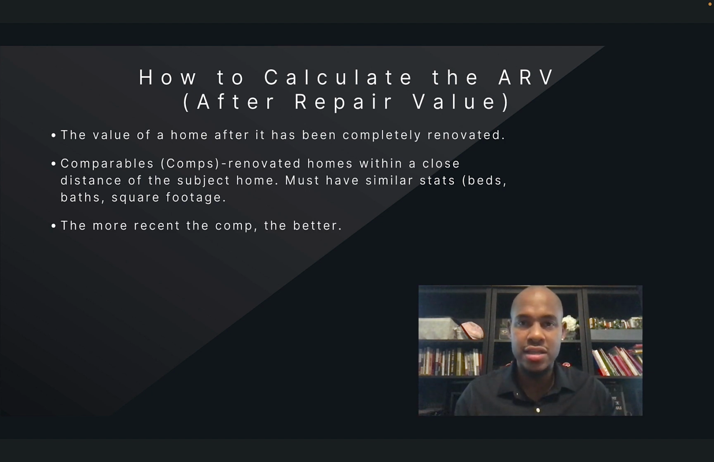The more recent the comp, the better, obviously, right? If I have a house in the same subdivision that sold 10 months ago versus a house that sold a month ago, both of them have been completely renovated, which one's a better comp? The one that sold a month ago. That's the most recent comp that we can use. Why? Because the market has shifted over that time period. We want to use the most recent comp that would show us, okay, that's the value in this current market.